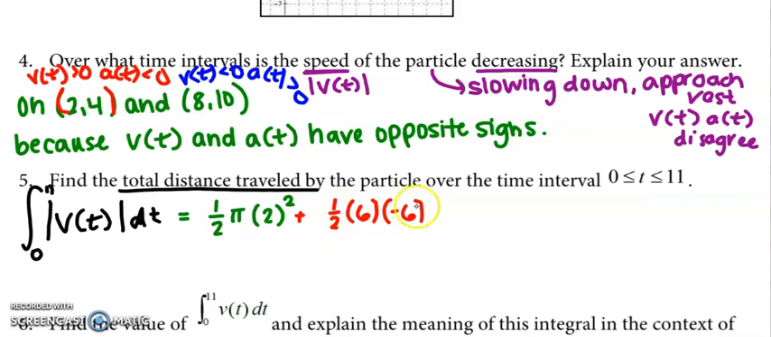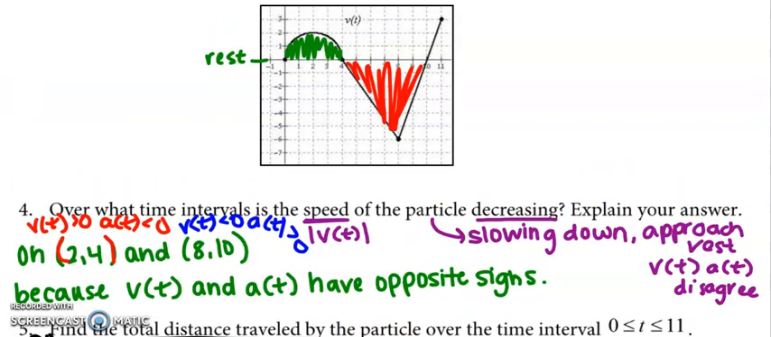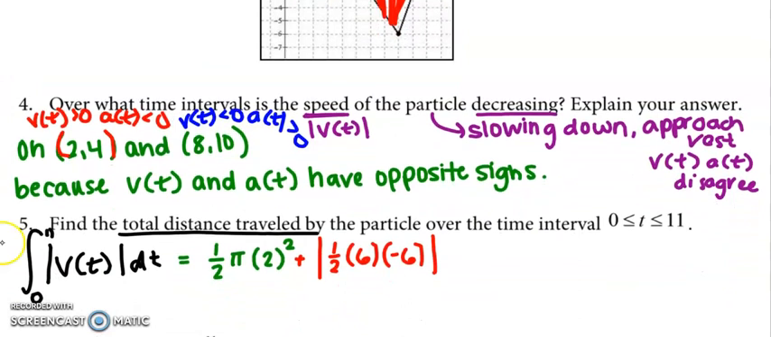But because this area implies that I was moving to the left, I want to take the absolute value of that area. I want to count that as positive area. I want credit for the part that I ran. And then finally, this little baby blue triangle is 1/2 base times height, 1/2 1 times 3.